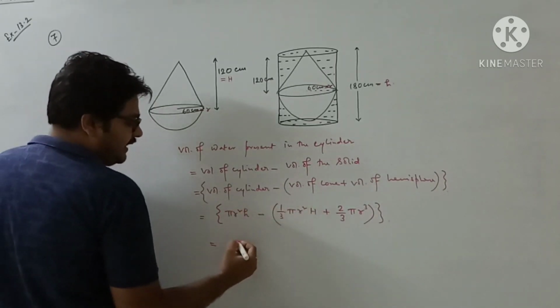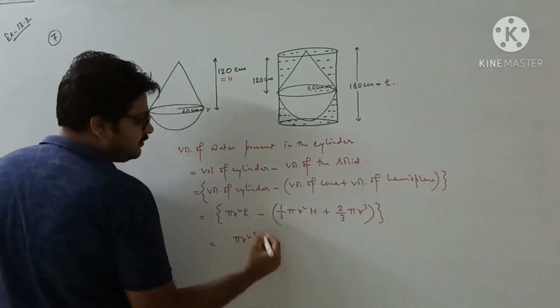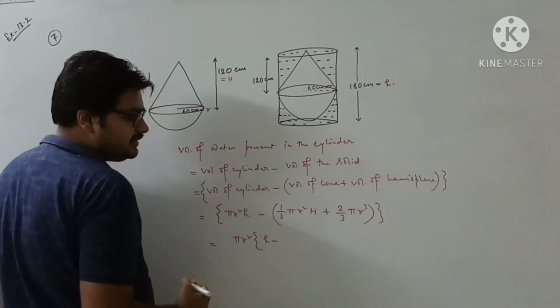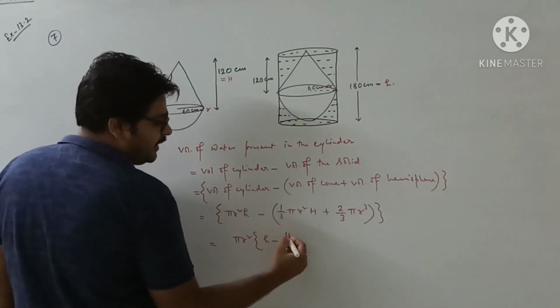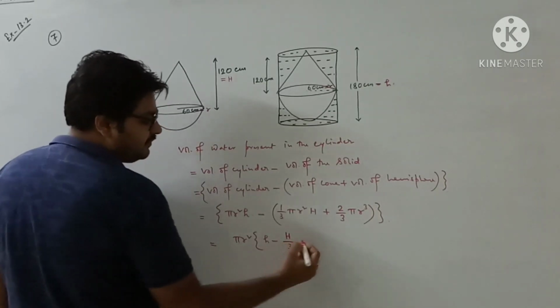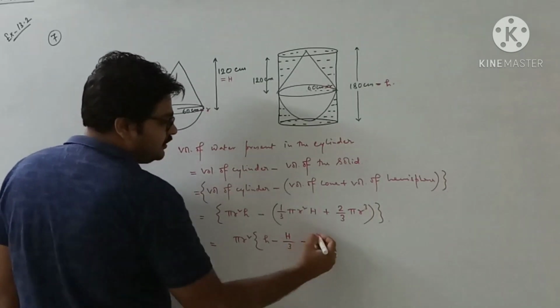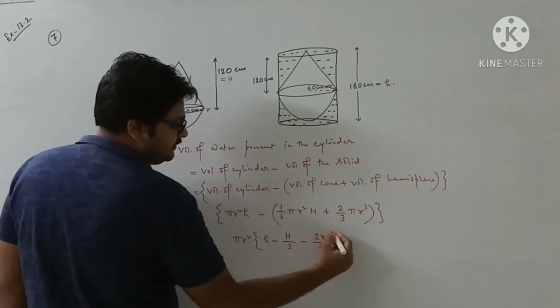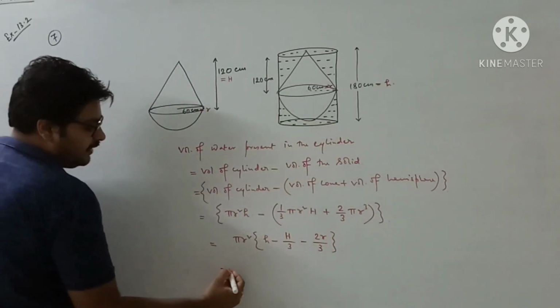The radius is always the same, that's why we have noted all of them by the smaller r. From each of them I can take common pi r square. So what will remain here? Small h minus capital H by 3 minus 2r by 3. Now we can put the values.